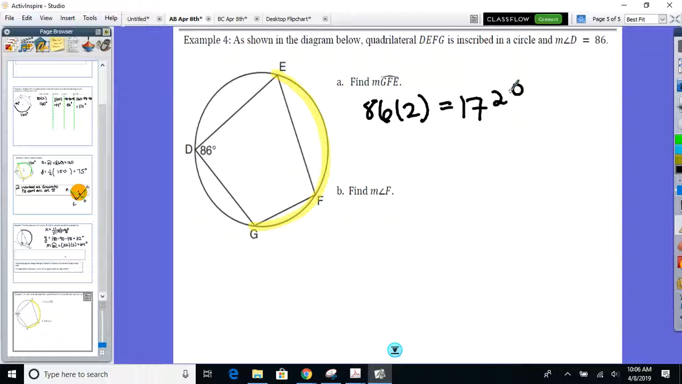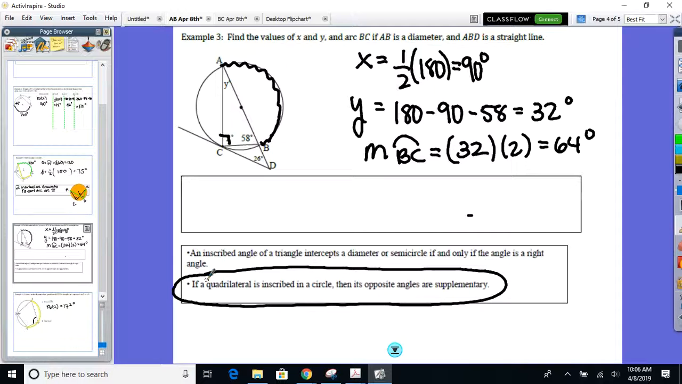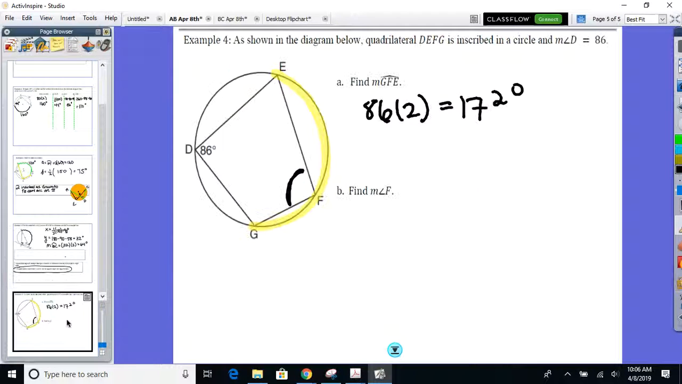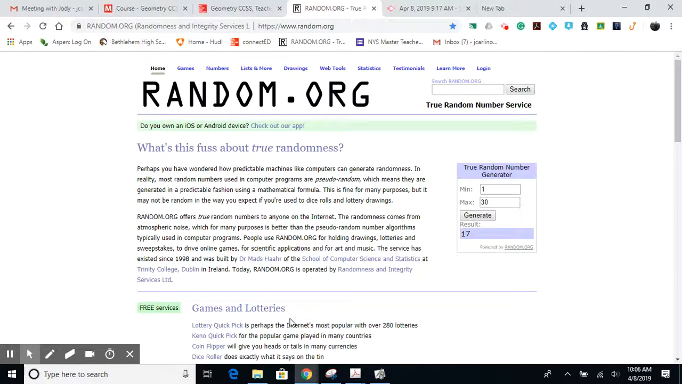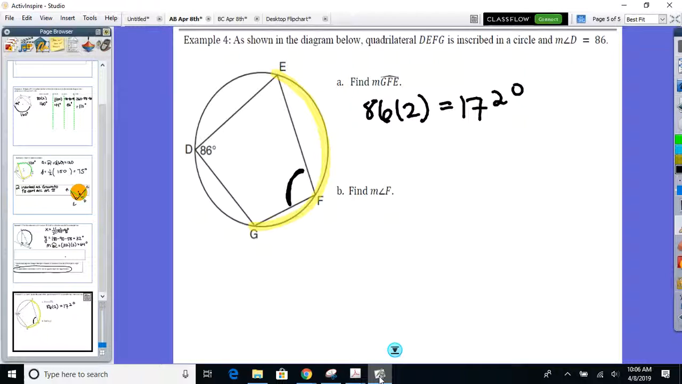And here's the last fact for today about the inscribed angles. Angle F. Please go back on the previous page for me. See what it says about a quadrilateral. If you have a quadrilateral inscribed, what do you notice about the opposite angles according to the theorem? Supplementary. So what can I do to find angle F if they're supplementary?